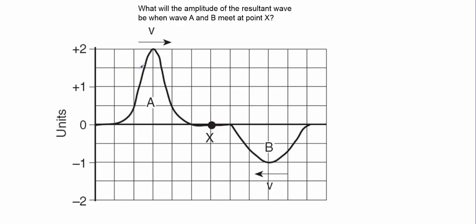Well, we've got a positive 2 amplitude, a negative 1 amplitude. We should have an overall positive 1 left over. It's going to be a little bit difficult for me to draw, but you're going to get something that looks like this when B is on top of A.